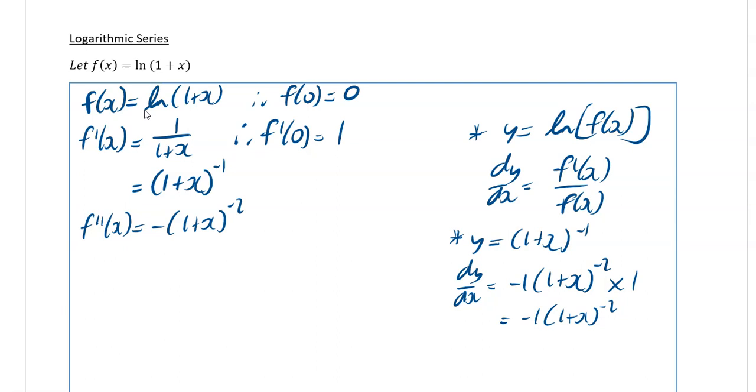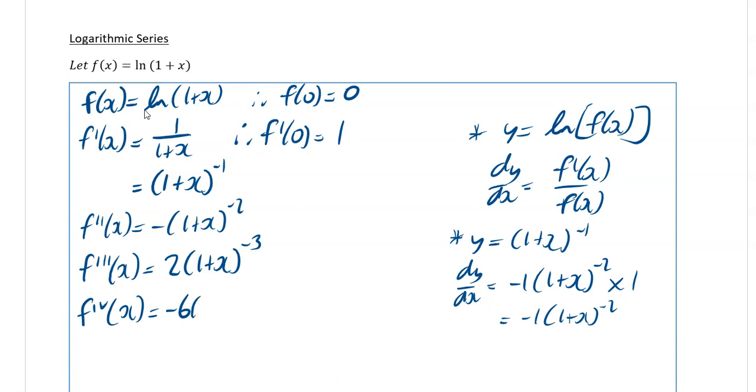The same idea to get to the next one, we're going to differentiate a function of a function. So f triple dash is going to be equal to positive 2 times 1 plus x, the power is now minus 3. And I'll go back and do the f of 0, the zeros of those ones. And I'll do a couple more. f4 of x then is going to be equal to minus 6 times 1 plus x to the minus 4. And f5 of x is going to be equal to 24 times 1 plus x to the power of minus 5. Okay, just got to go back and do the zeros for all of those.